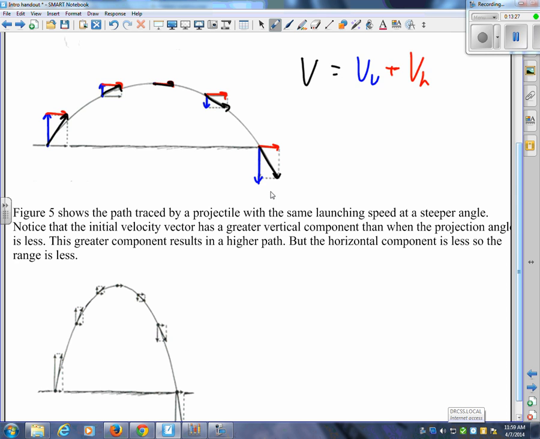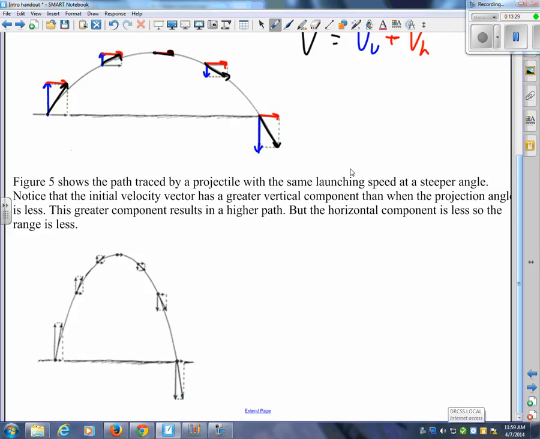Figure 5 shows the path traced by a projectile with the same launch speed at a steeper angle. Same launch speed, different angle. Notice that the initial velocity vector has a greater vertical component than when the projection angle is less. This greater vertical component results in a higher path. Why does it go higher up? Well, because it has a higher vertical component. It takes longer for it to go to 0. The horizontal component is less, so the range is less.